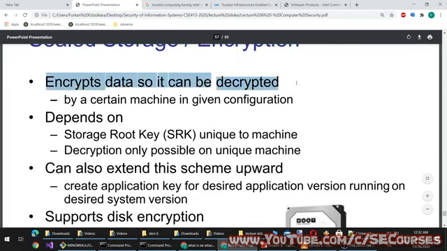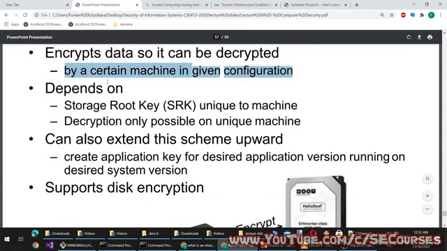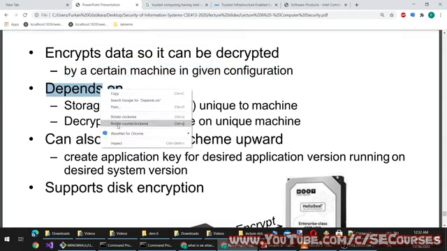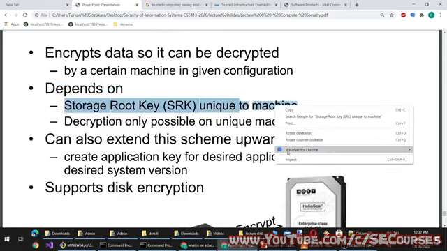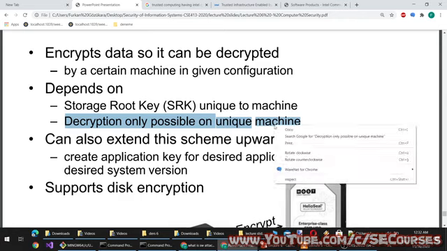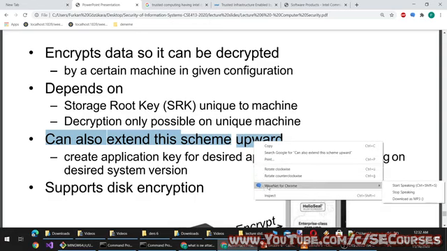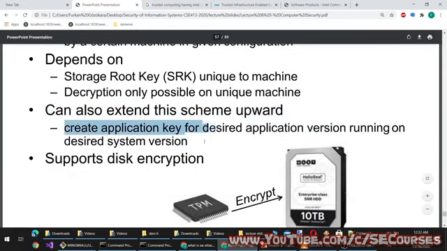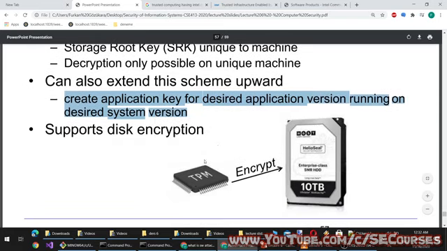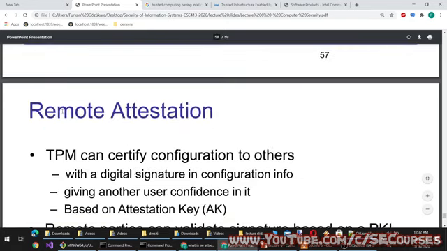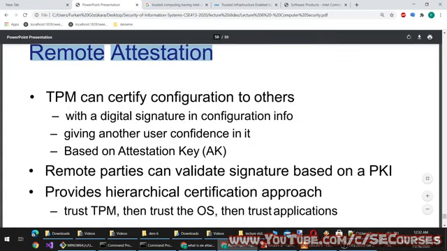Sealed storage, encryption. It encrypts data so it can be decrypted only by a certain machine in a given configuration. It depends on the storage root key, SRK, unique to the machine. Decryption is only possible on that unique machine. We can also extend this scheme upward: create an application key for a desired application version running on a desired system version. It supports disk encryption.